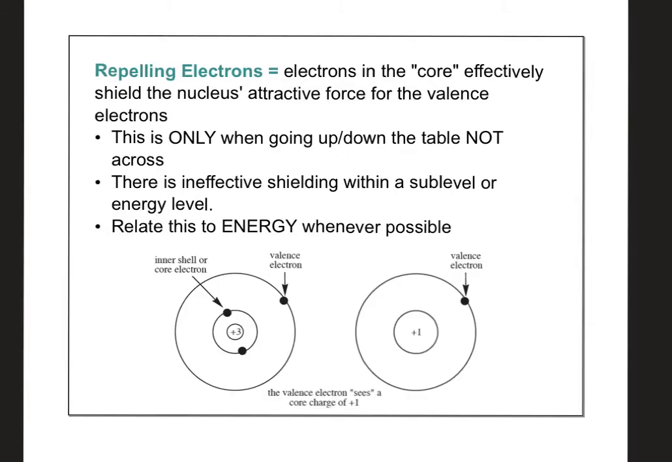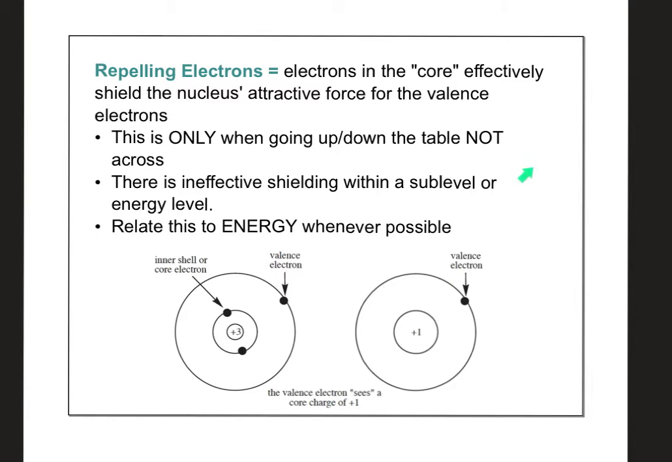All right, another topic is repelling electrons. If we have electrons in the core, those core electrons technically shield the nucleus from those valence electrons. So we have essentially these core electrons blocking the positive charge of the nucleus from those valence electrons. Be careful with shielding or repelling electrons because we only use shielding electrons when we go up and down a column, not across. So in a sublevel, meaning if I have the 2s and the 2p electrons, there's not much shielding happening between those.